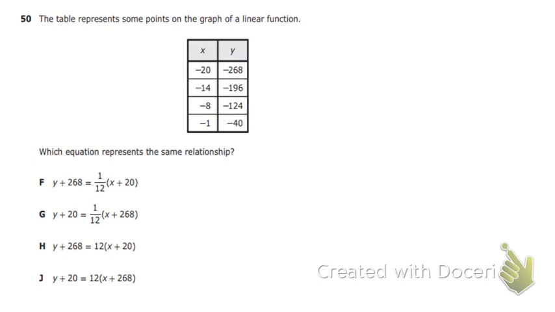Okay, this question 50, it says the table provides some points of a linear function, so that's always helpful. It tells us that it's linear. We don't have to guess about that. And then it gives us our table and says which equation represents the same relationship. Well, I'm going to look at my answer choices first, and I notice that they're all in a certain form. They are not in y equals mx plus b form, so I shouldn't try to write an equation in slope-intercept form. All these equations are in what's called point-slope form.